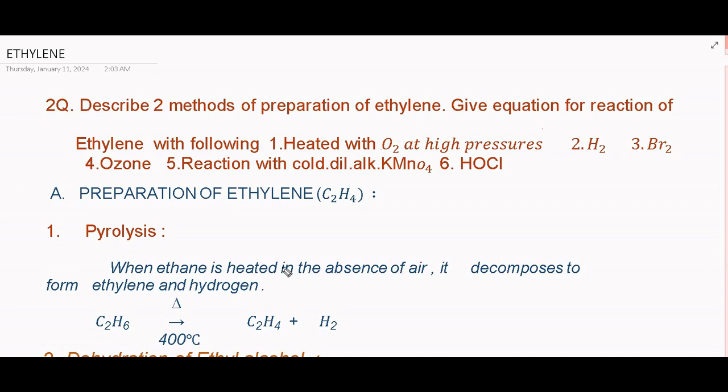Here the reactant is ethane, which is heated in the absence of air. So this is ethane. We are heating this ethane in the absence of air at 400 degrees centigrade. It decomposes to ethylene. Okay, this is the pyrolysis reaction.